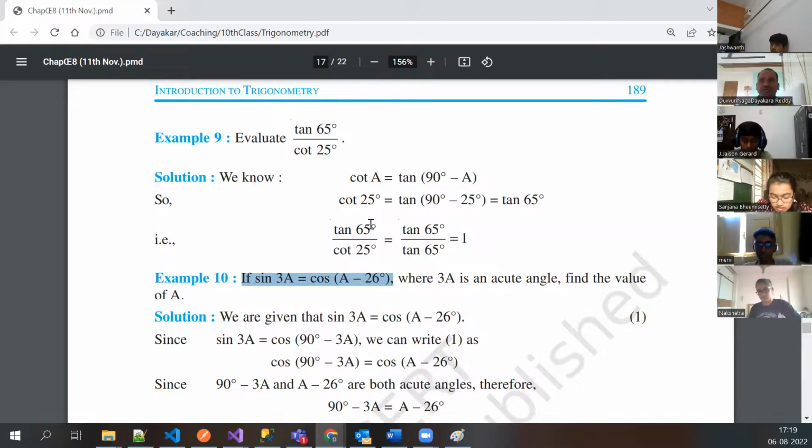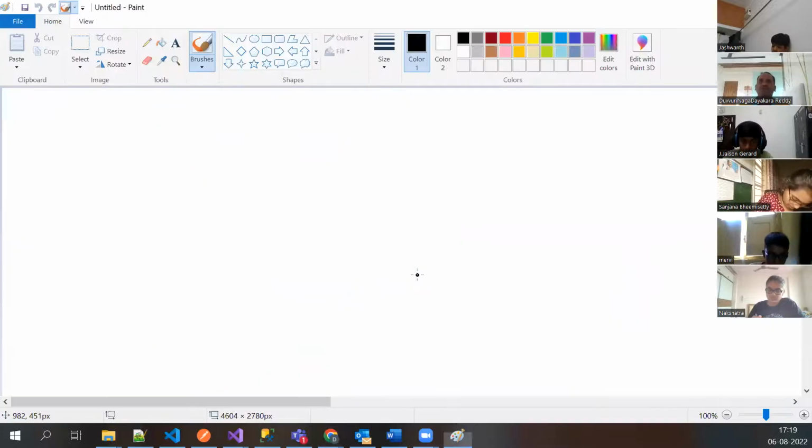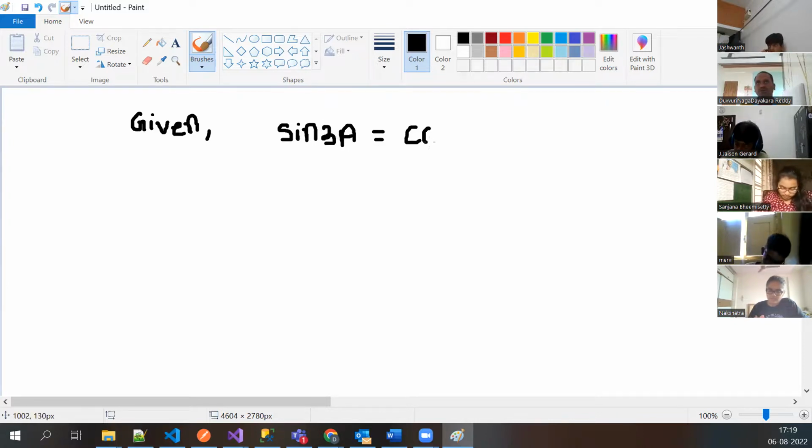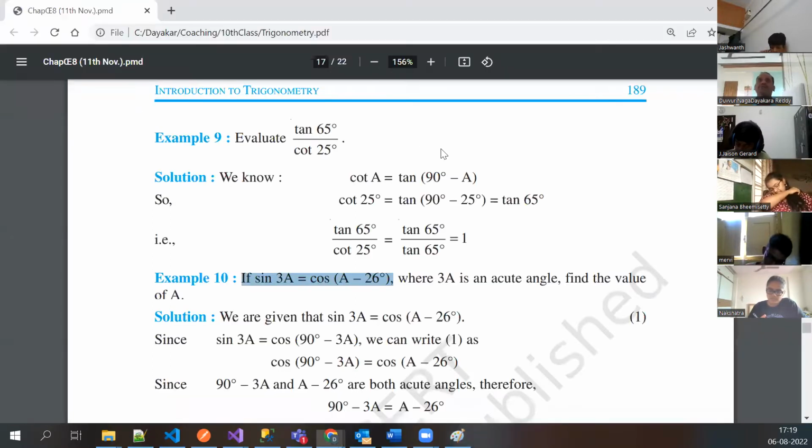Please copy the question. I'll tell you how to solve this problem. Sir, I copied the question. Okay. Sin 3A equals cos of A minus 26. Write what is given over here. Look at the board, children. Call disconnects. Please rejoin. Sin 3A equals cos of A minus 26. Is it correct? Yeah.